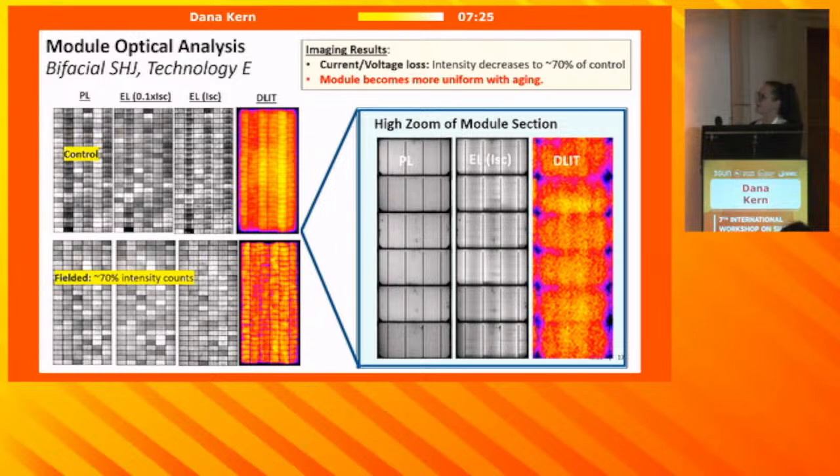So these are the images for the silicon heterojunction module. Again, we see the overall luminescence intensity counts are decreasing, and that's consistent with the voltage loss that we've observed. But this is a different pattern where the uniformity of the luminescence images has actually improved with aging. So maybe there's some kind of burn-in effect, and this is consistent also with the very low fill factor loss in these modules, where the fill factor loss was less than for the PERC modules.